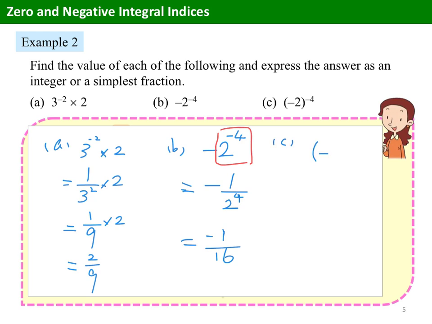For part C, it is a little bit different because there's a bracket here. So the negative sign is for the whole number, including negative and 2. So it is equal to 1 over negative 2 to the power 4, which is equal to 1 over 16. You need to be careful. The questions in B and C are quite similar, but the results are not the same.